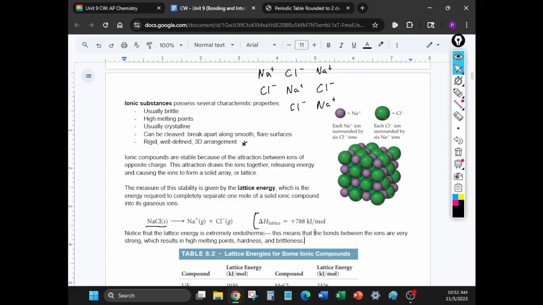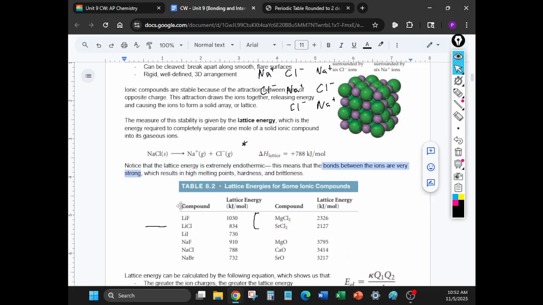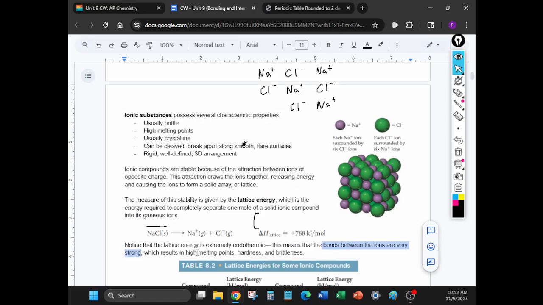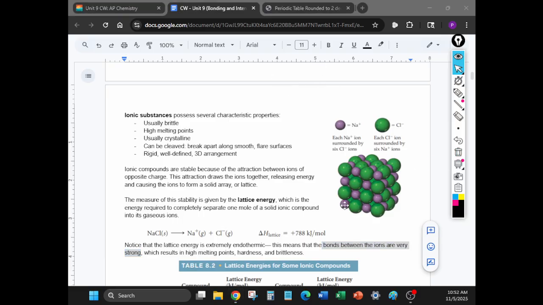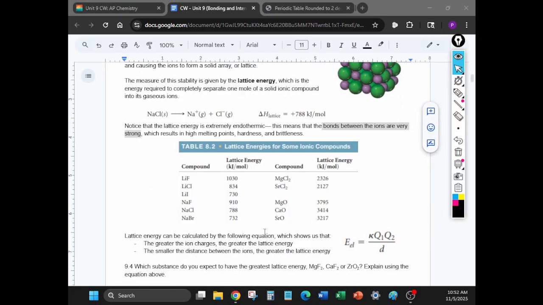If you look, it's a lot higher than the energies that we've been looking at for our enthalpy stuff. And the reason why these lattice energies are so big is because of the bonds between the ions. The bonds between the ions are very strong, and that's what causes things like salt to have a high melting point. That's why they're very hard and very brittle. So we're going to take a look at a couple examples. If you take a look at this chart, you'll see the lattice energy for different ionic compounds. You don't need to memorize this. Just be aware of what lattice energy is and that it applies to ionic compounds.